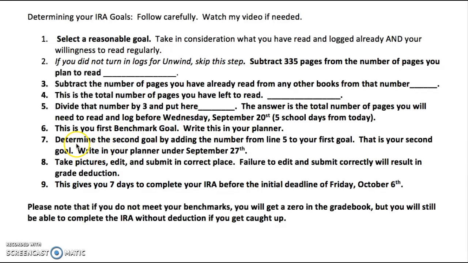Step 4, so now that's the first goal. Now, to determine the second goal, it should be obvious, but you need to take the number from 5, this number here, and add it to your first goal, so you're that much farther ahead. And this is considered your second goal. So write that in your planner under September 27th's date. Also write the number of logs you need to do. Remember, it's an average of every 50. I explained that in the IRA contract, so if you need to watch that video again, please do so.